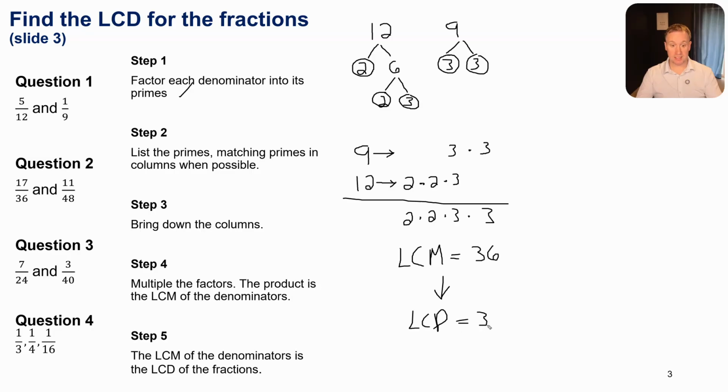So in the next series of questions, we'll learn how to then take the least common denominator and make it equivalent fraction. But in this case, that's not the skill we're learning. We're just learning how to find the least common denominator by finding the least common multiple. Okay, so that's question 1.